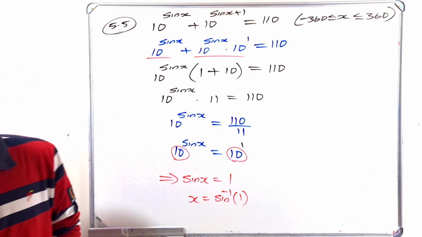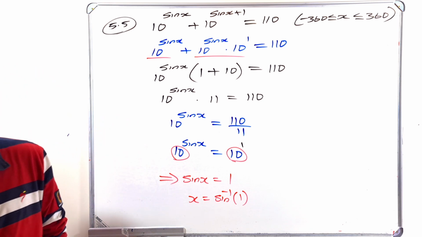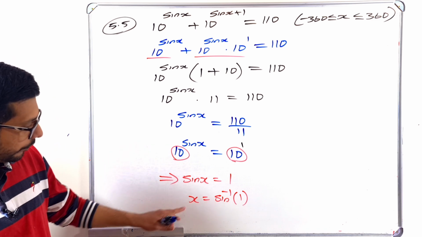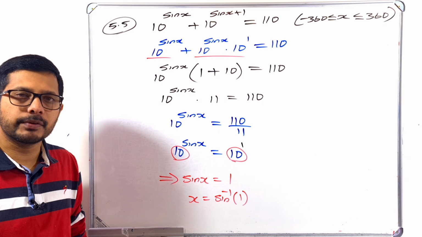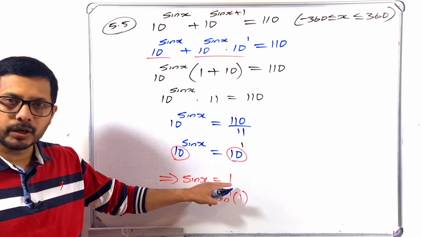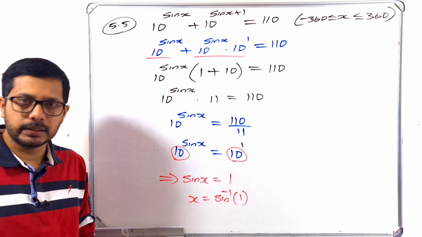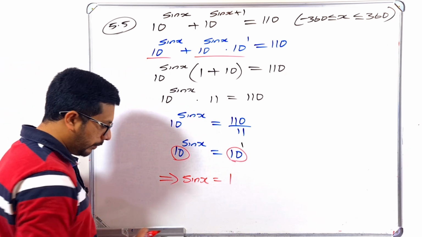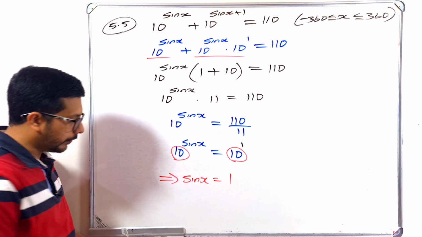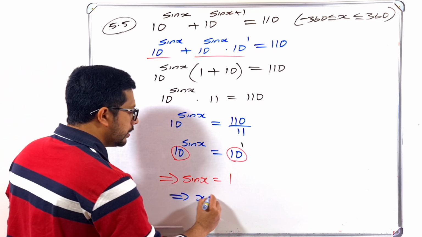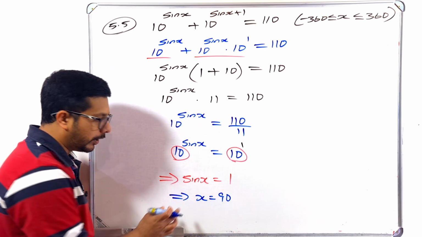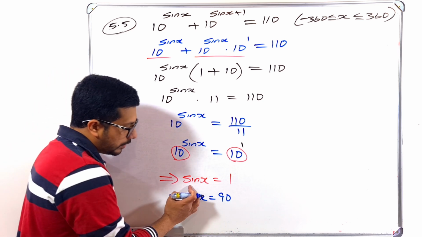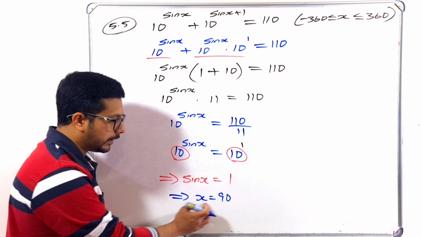Okay, so check in your calculator. What is the sin inverse of 1? Sin 90 is 1, you know that. So sin inverse of 1 is 90, but here you have to consider the other values also. It implies x is equal to 90. Check in your calculator, what is sin inverse of 1? It is 90. So sin of 90 is 1. So it means that x is 90.